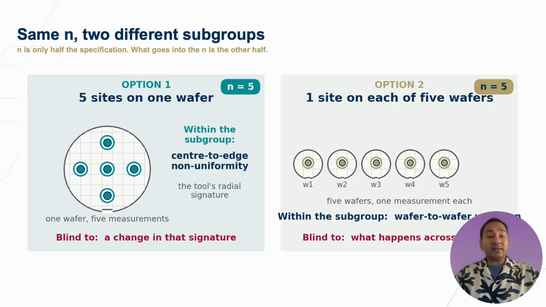And the reason is the most important idea in this segment. So n does not specify a subgroup. n tells you how many. It says nothing about which 5, and which 5 is what decides what the chart can see.